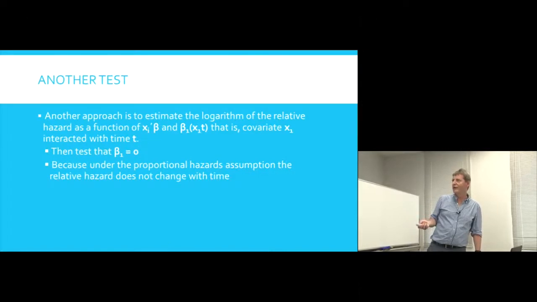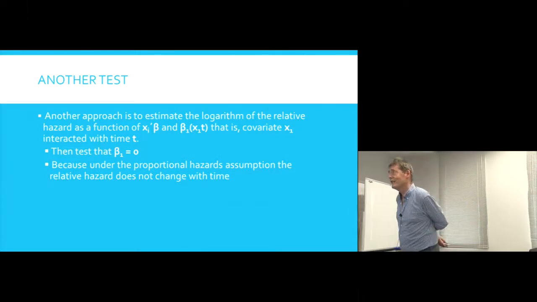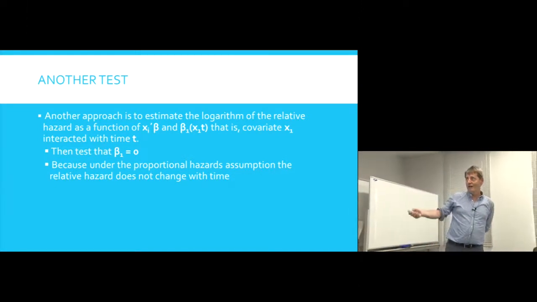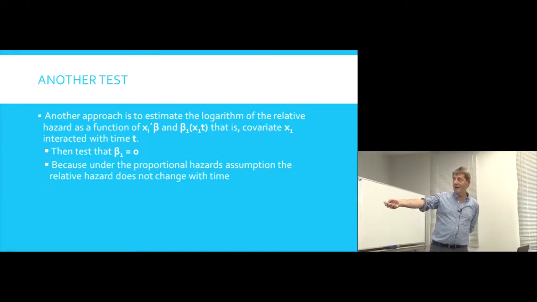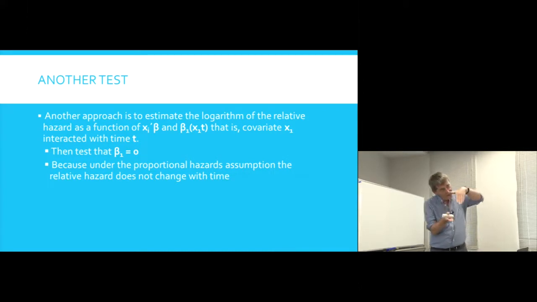So another way of doing it is you estimate the logarithm of the relative hazard as a function of these two things. Now, this is the covariate interacted with time, and this coefficient should be equal to 0, because the assumption is the hazard ratio is not changing over time. As time moves forward, the hazards are moving together, and so there's no effect of time on the hazard ratio, and so this should be equal to 0.